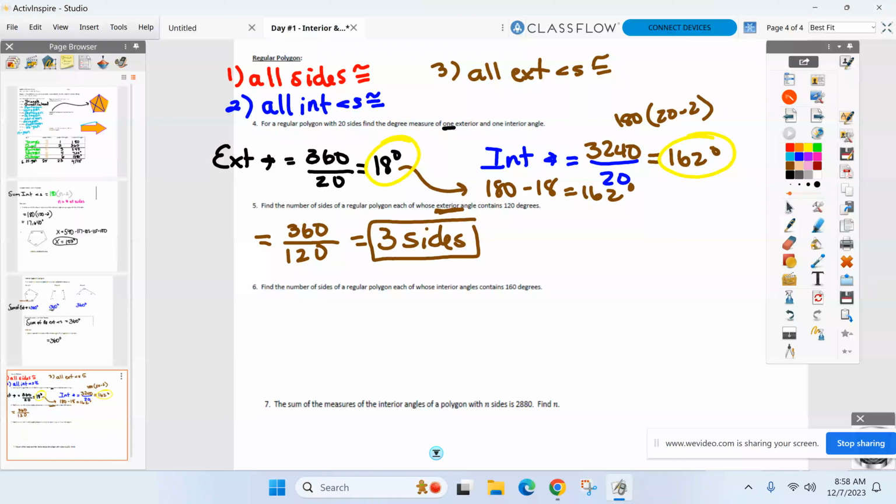I'm trying to figure out the polygon. I know what it says. It says 36. Oh, 360. Yeah.